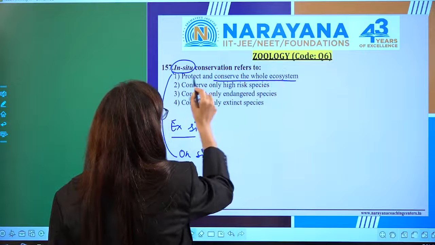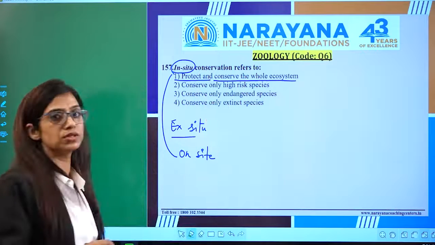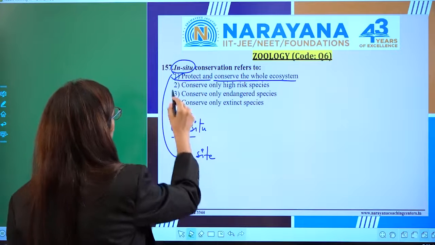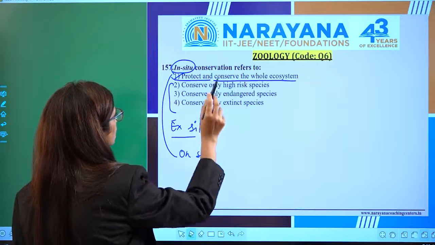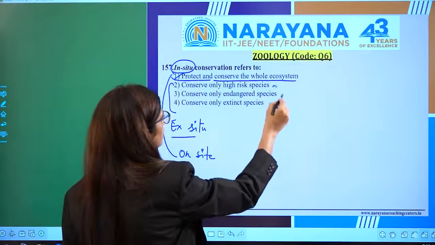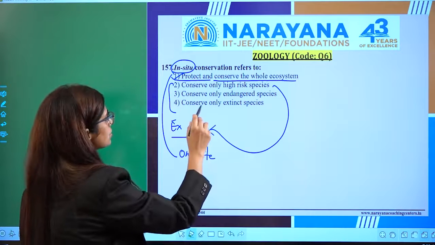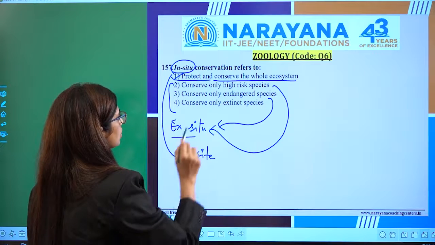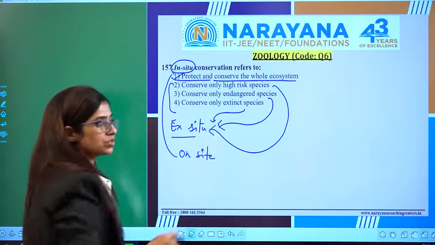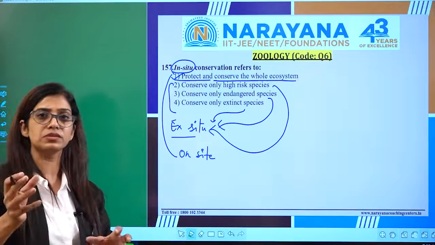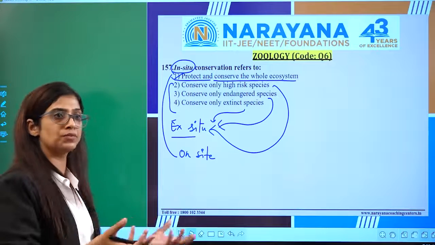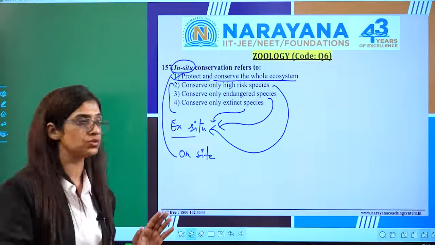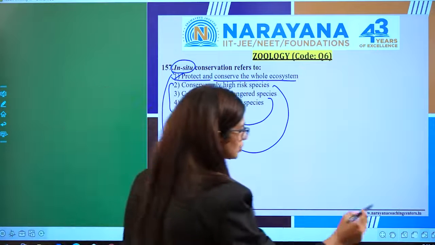This is again a direct line from the NCERT. Protect and conserve the whole ecosystem. So this first answer itself is the right answer. If we go to the other options, conserve only high risk species comes in ex situ, whereas conserve only endangered species also comes into ex situ. Conserve only extinct species. Why? Because we have to pick up the species, keep them in another place, make a habitat for them, and then preserve them. So options 2, 3 and 4 go towards ex situ, and option 1 is the right answer here. So let's move to the next question.